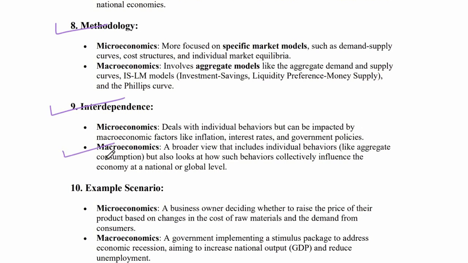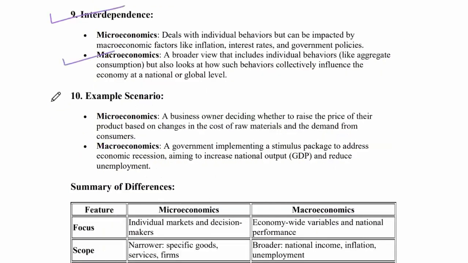Whereas macroeconomics, although a broader view that includes individual behaviors like aggregate consumption, also looks at how such behaviors collectively influence the economy at a national or global level. So both are interdependent. Microeconomics influences the overall aggregate indicators of the economy, and the overall aggregate economy of the country affects individual behaviors also. Let's look at a few of the examples again.